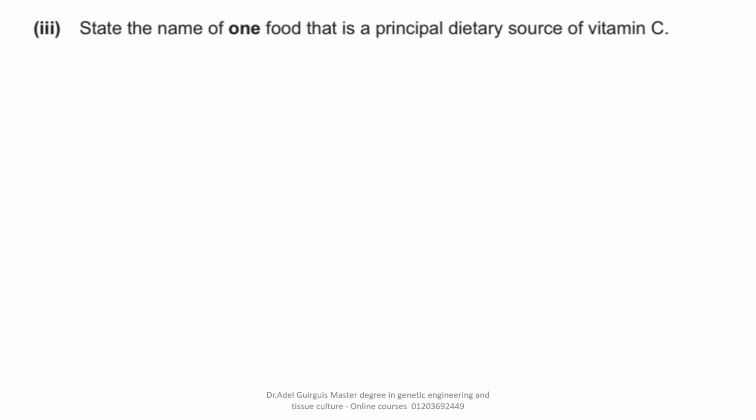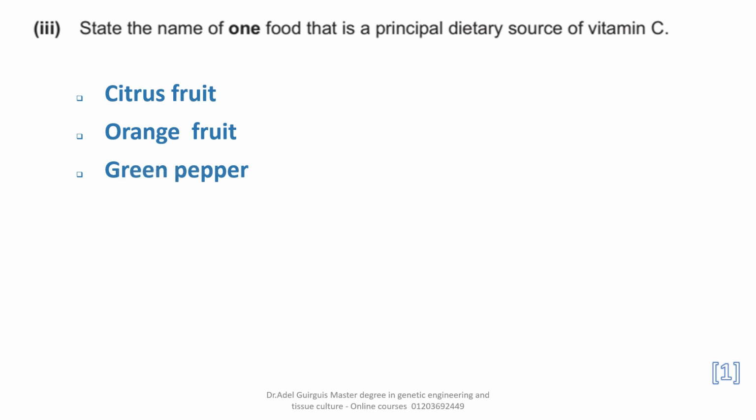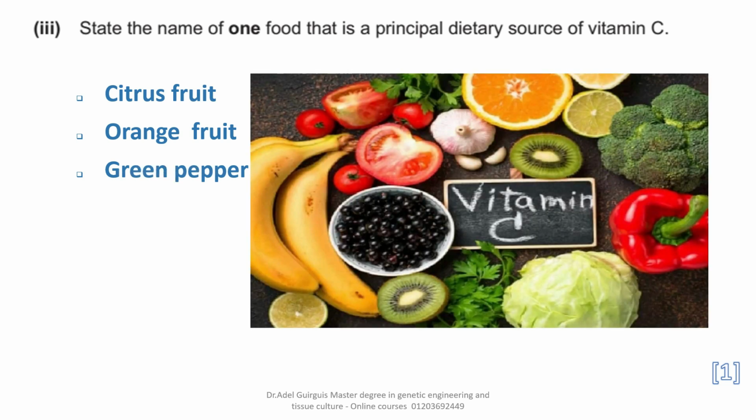Now for triple I, state the name of one food that is a principal dietary source of vitamin C. Fresh vegetables and fruits contain a lot of vitamin C. Look at this figure: citrus fruit, orange fruit, green pepper. All of these items contain a lot of vitamin C.